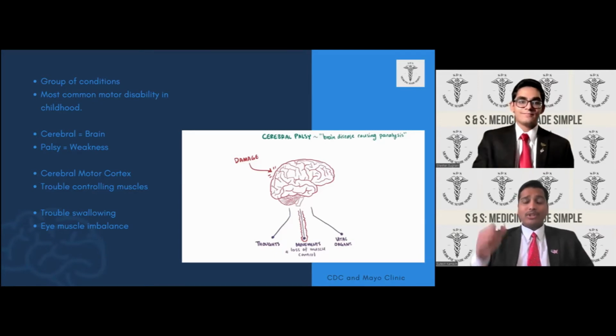So for example, there's a region of your brain called the cerebral motor cortex, which is kind of a tongue twister, and I'm surprised that I got it on the first try.